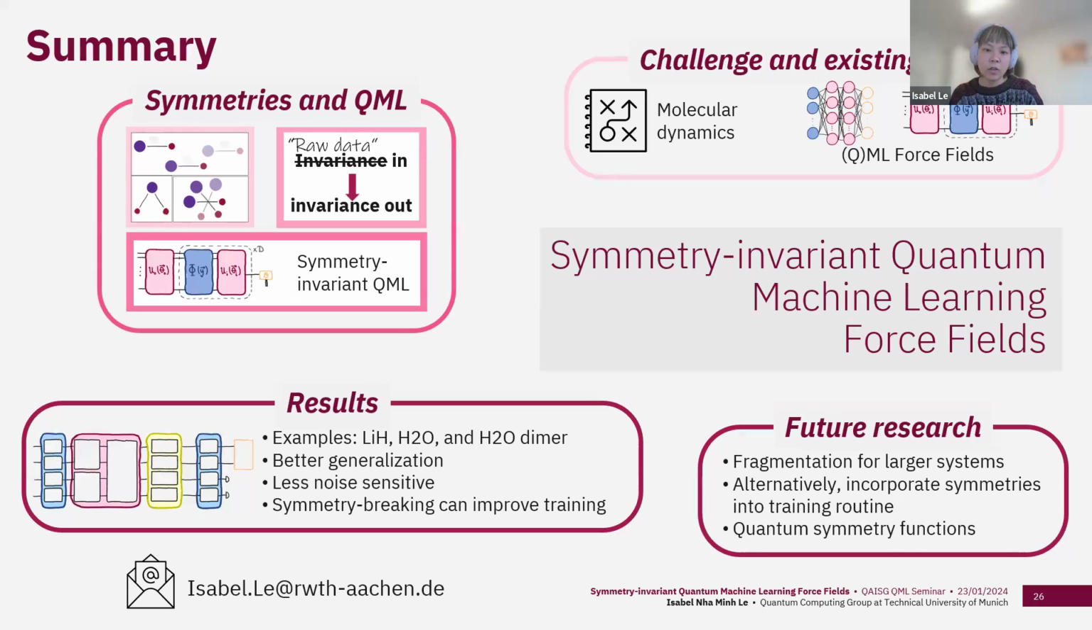Okay, so maybe to put everything into one sentence, chemical and physical systems obey symmetries. So I think it is very reasonable as an approach to let the quantum learning models also know a little bit about this extra information. Yeah, I hope I could give you a little bit of an insight into our work. And thanks a lot for your attention.